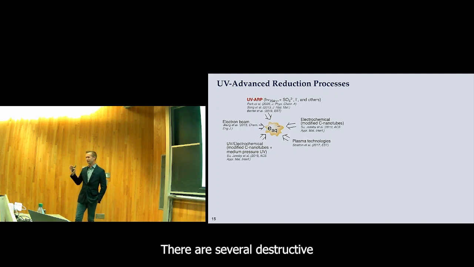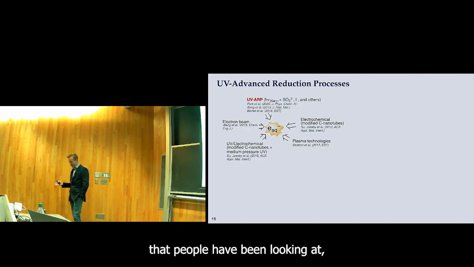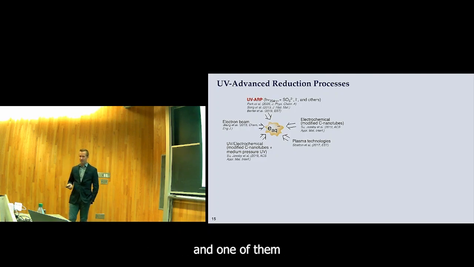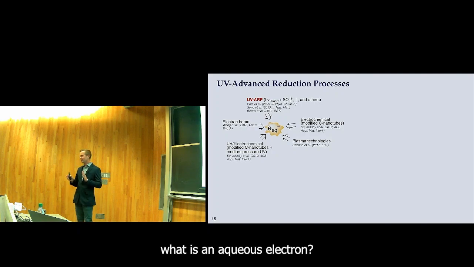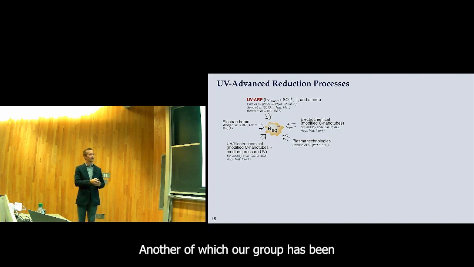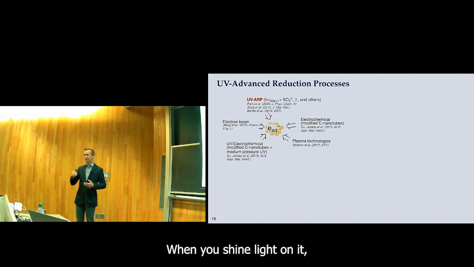There are several destruction technologies that people have been looking at, and one of them is based on the generation of aqueous electrons. And so you might be thinking, well, what is an aqueous electron? There's several ways you can generate it. One of them is with ionizing radiation, which is what we used at Notre Dame. Another, which our group has been focusing on, is UV activation of different chemicals, like something as simple as sulfite, something as simple as iodide. When you shine light on it, it produces this aqueous electron.